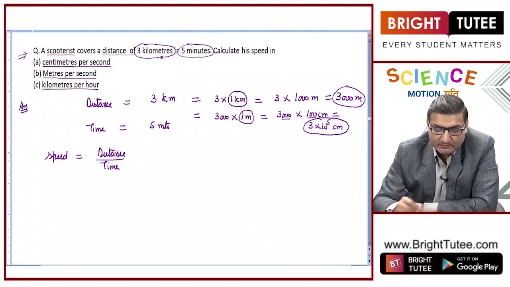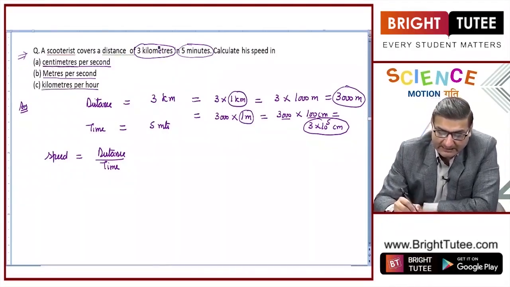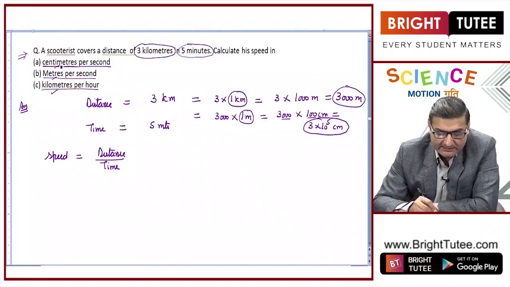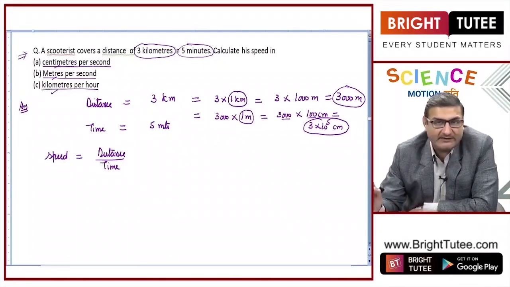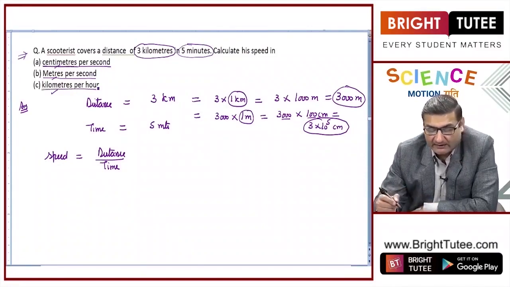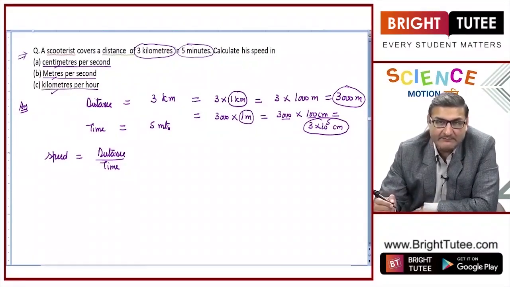As per the question, because I have read the question first, I know that I will be requiring the distance covered in kilometers, in meters, in centimeters. I have converted all. Similarly, when it comes to time, I require it in seconds and in hours, but it is given to us in minutes.